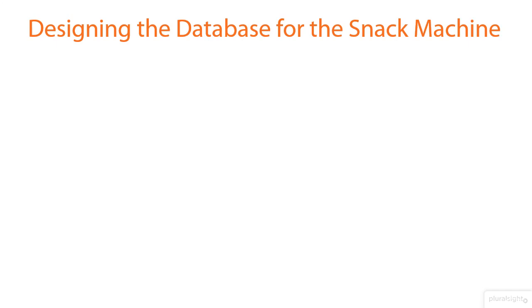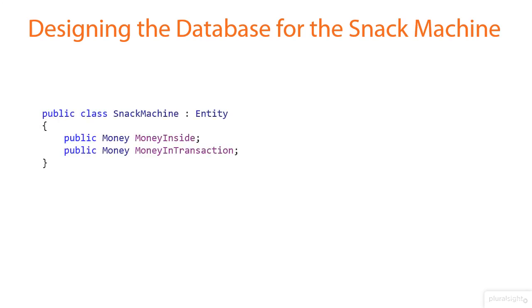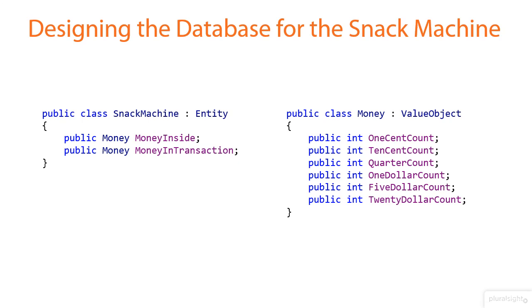It's a good time now to discuss the database design for our domain model. We currently have only two classes in it, Snack Machine and Money. We need to decide which of their properties we want to persist in the database. That is another subject for discussion with a domain expert, because such decisions would affect the overall model behavior.